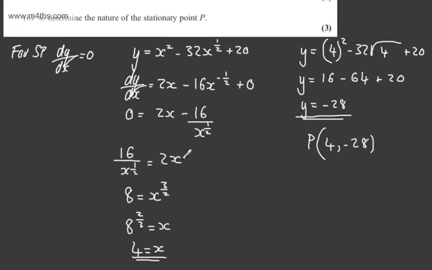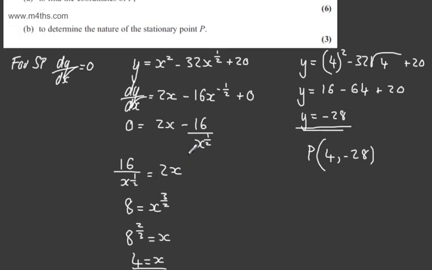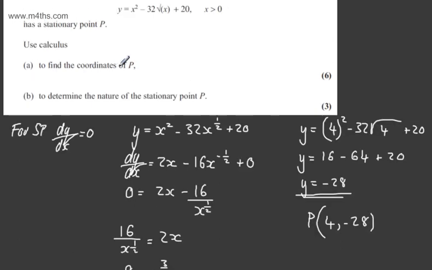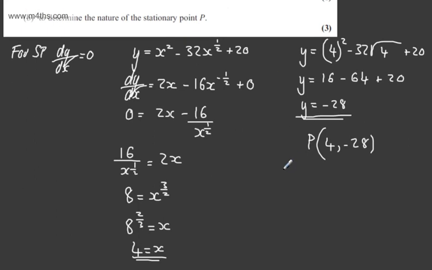Few different approaches here, entirely up to you. As long as you're showing full workings to find x is equal to 4, you will be awarded the marks. Remember, we do need to find the coordinates, so sub in to find y. In part B, we need to determine the nature of a stationary point P for 3 marks.